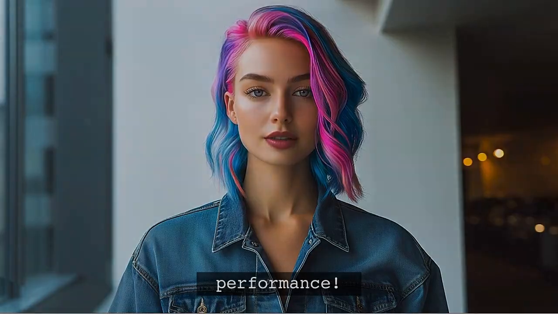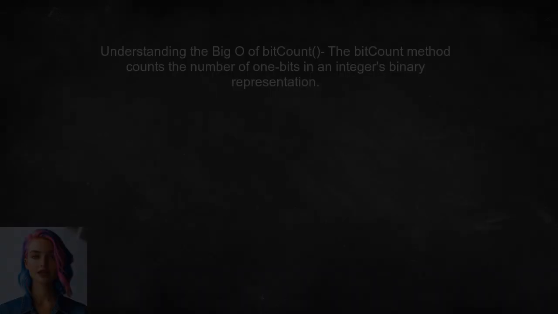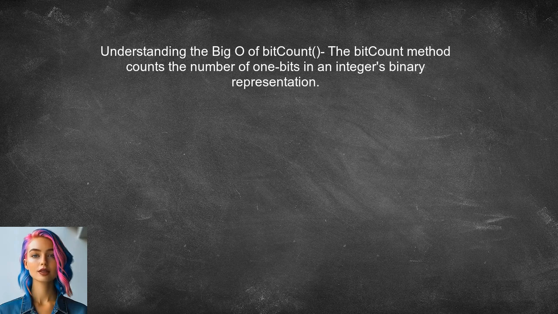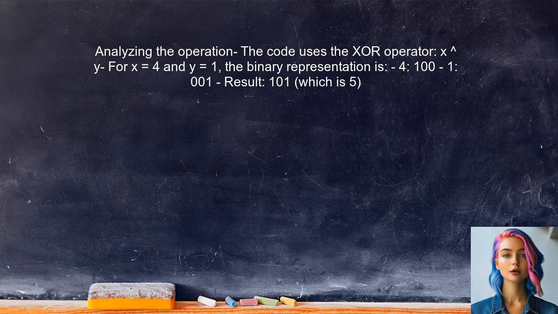To understand the big O notation of the bitCount method, we first need to clarify what the method does. The user should know that bitCount counts the number of 1 bits in the binary representation of an integer. Next, let's analyze the operation performed in the code. The user is using the bitwise XOR operator, which compares the bits of 2 integers. In this case, the integers are 4 and 1.